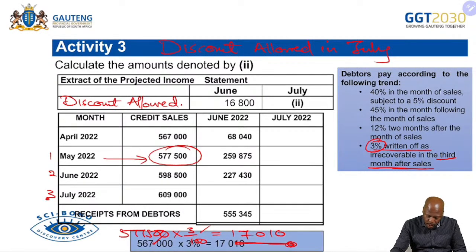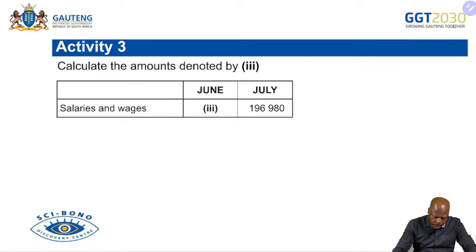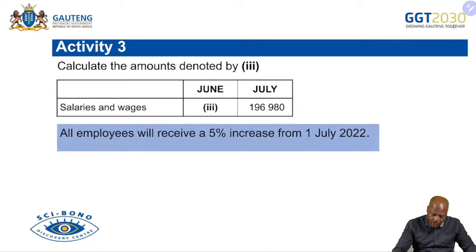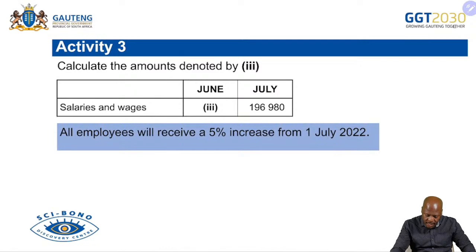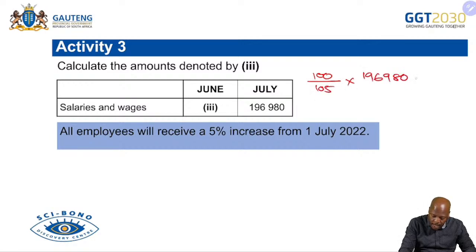And then let's quickly go on to the next aspect. And then we are looking for number 3, salaries and wages. Okay, the salaries and wages. An employee will receive 5% increase on the 1st of July. So if an employee will receive 5% increase in July, what we want is 100 over what he has already, which is 105 multiplied by 196,980. Therefore, it will give you 187,600.